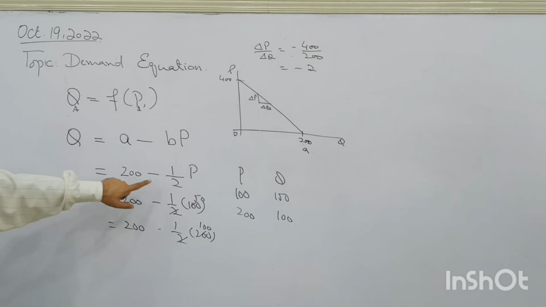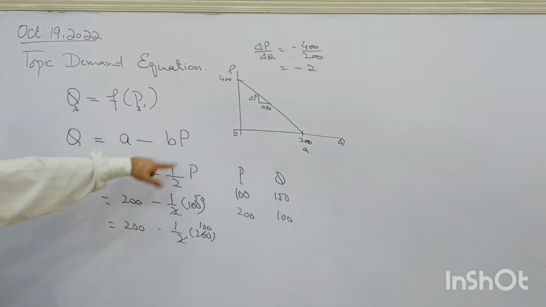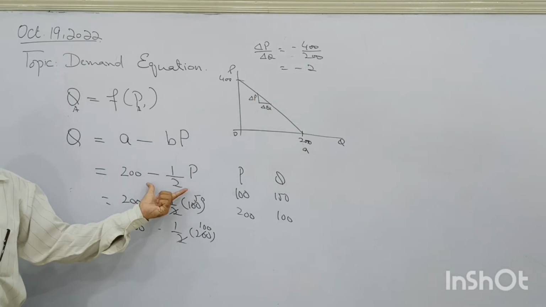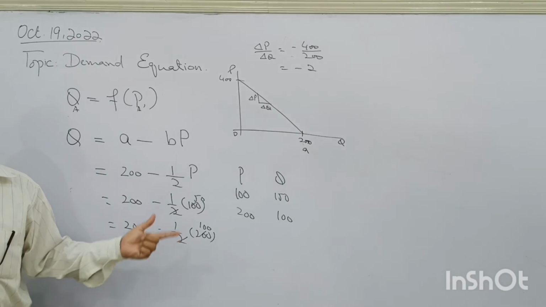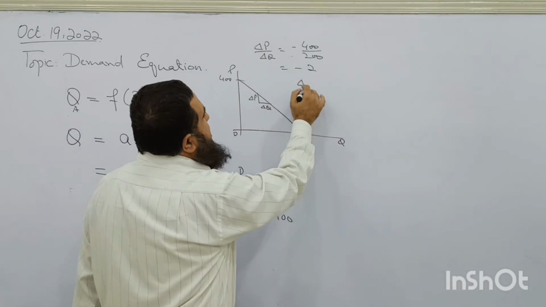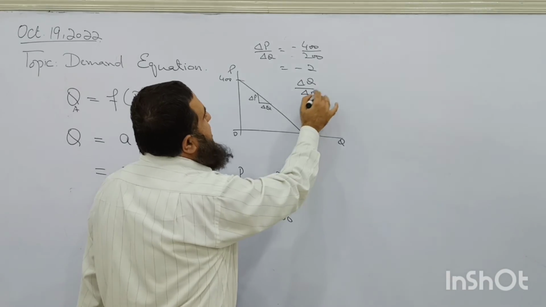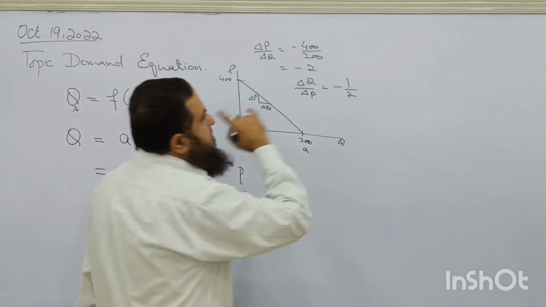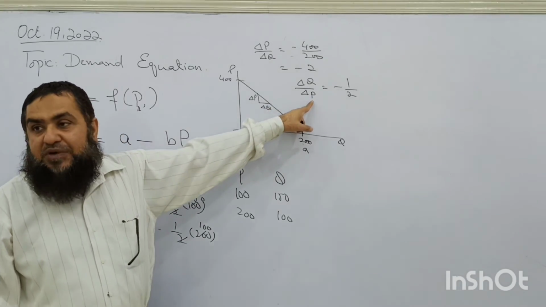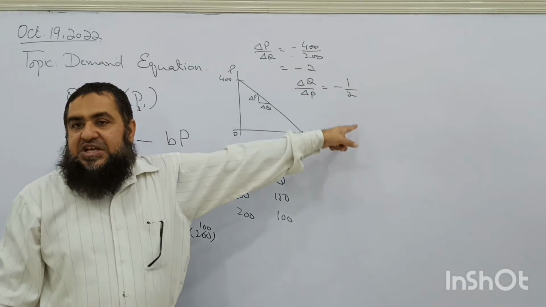So this is the inverse of slope. Slope is minus 2, but here we have written minus 1 over 2. So it is the inverse of slope. If we write it like this, change in quantity over change in price, it will be minus 1 by 2. What does it mean? If price increases by 1 unit, demand will decrease by half.